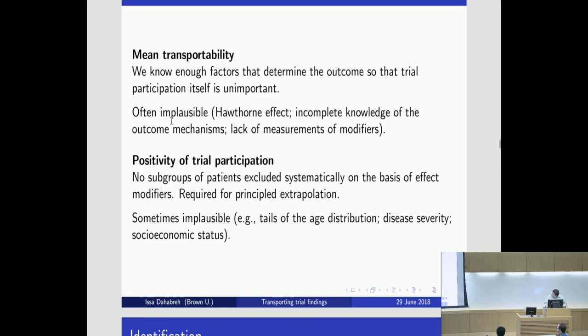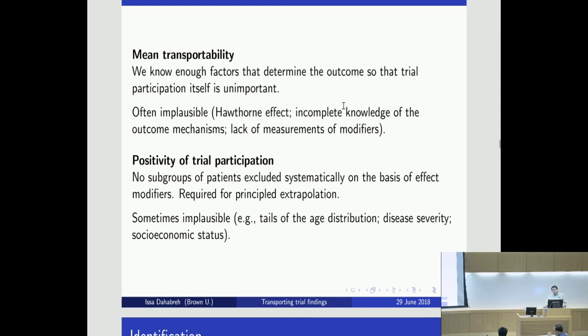And I think quickly we can admit this is often implausible. Sometimes there is what people call the Hawthorne effect, which is being in the trial affects how you report your outcome. Maybe there is incomplete knowledge of the outcome mechanism, so I cannot collect enough X's for that independence condition to hold, the mean independence. Or maybe I know them, but I just didn't measure them, okay? For this assumption, if you believe it's implausible, the best strategy, I think, is to do sensitivity analysis.